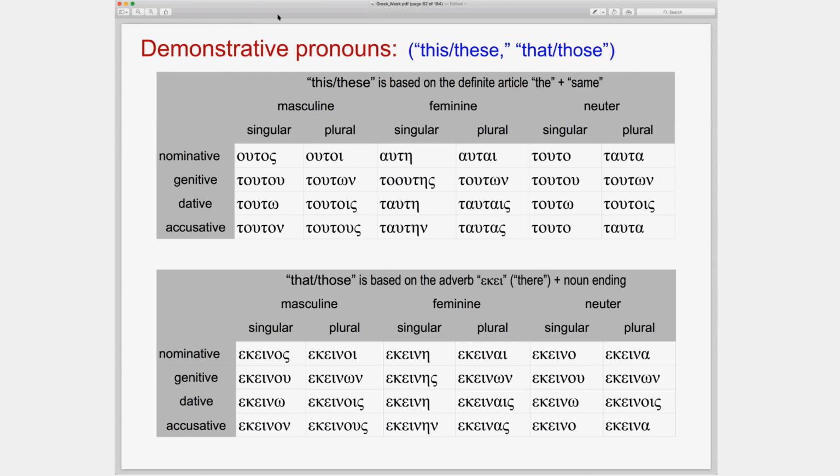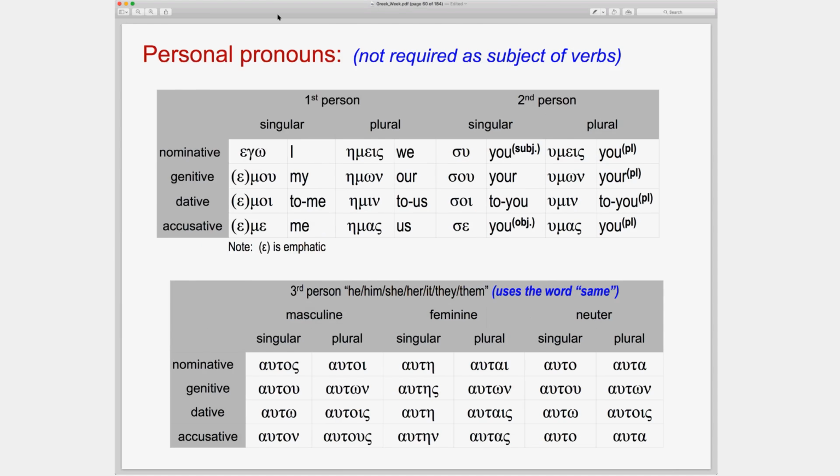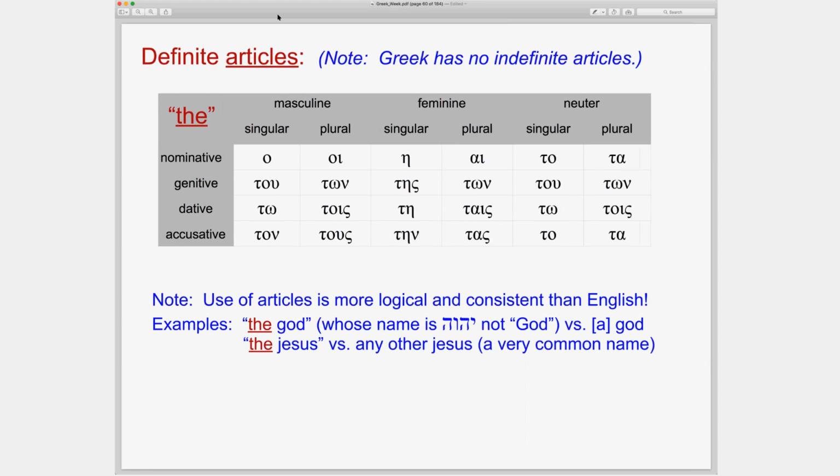And here are some demonstrative pronouns. These are also called paradigm tables. There are lots of paradigm tables for the Greek language, and I'm only listing a few of them here. Demonstrative pronouns are this, these, or that, those. And it's based upon auto, which is same, and the. If you look at the previous two slides, you'll see the connection. The plus same.